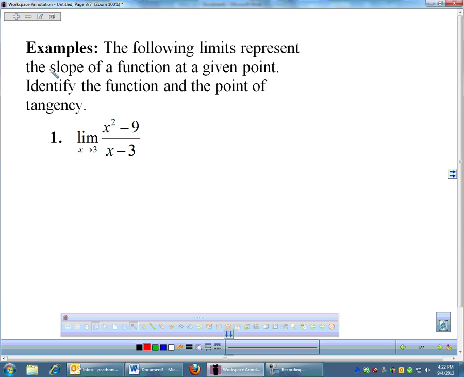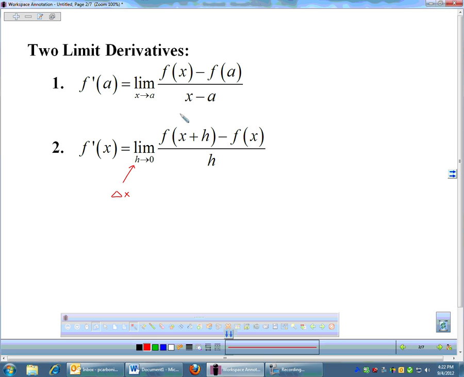And here's one right here. We're going to start simple. The following limits represent the slope of a function at a given point. I want you to identify the function and the point of tangency. So here I'm giving you the limit. I'm not asking you to solve the limit. I don't care what the answer is. This limit represents some function and a point of tangency. And you have to decipher first which of these two limit definitions we're using. Are we using definition 1 or 2 here?